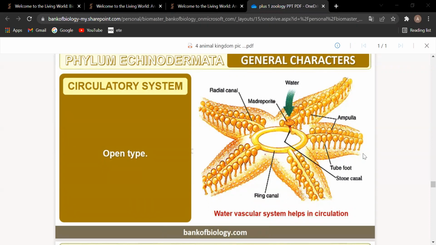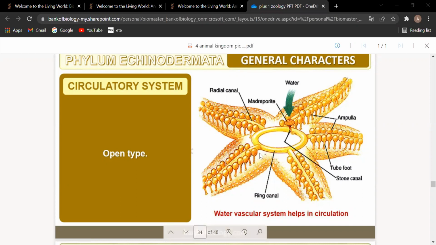If they have skin gills, do they breathe through diffusion like earthworm? Yes, you're right. Now just understand this: this is called your water vascular system. You can see an elevated knob-like structure called the madreporite. They are purely aquatic, so the water will enter through this madreporite and go into this stone canal and the ring canal.